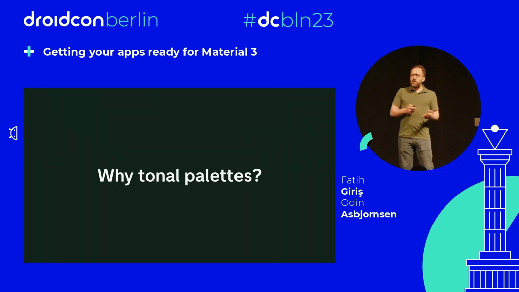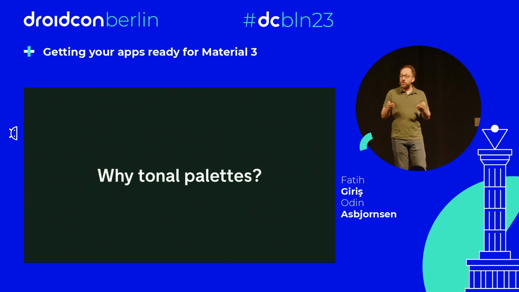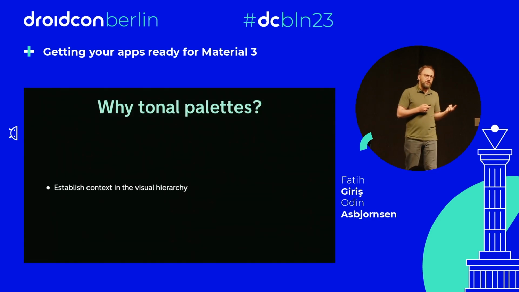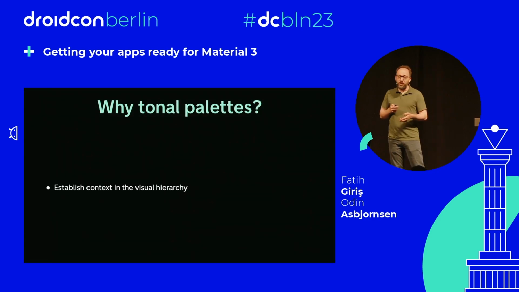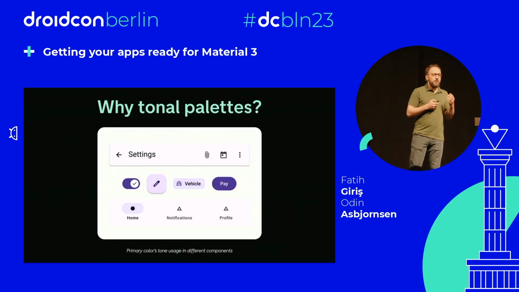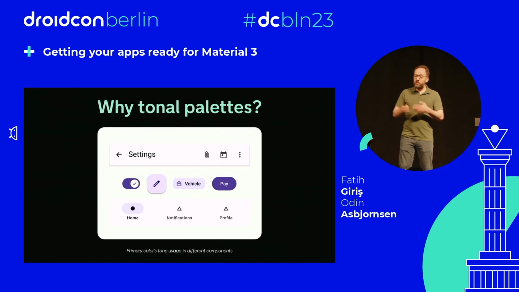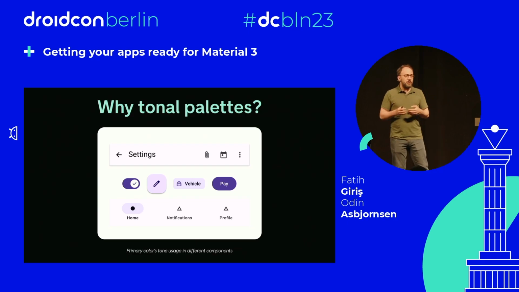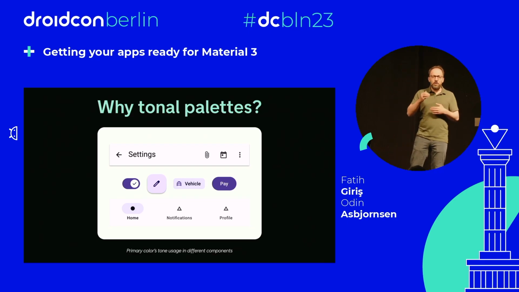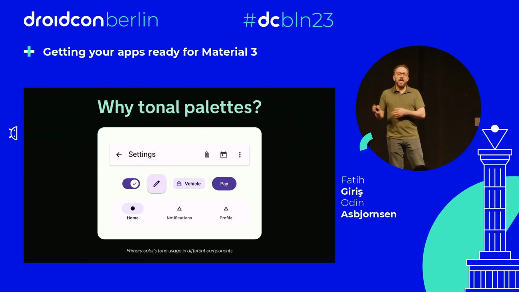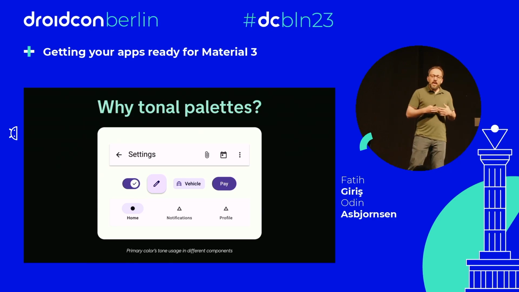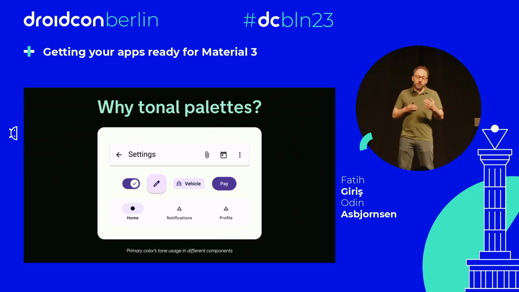But then why tonal palettes? Why do we need to have these 13 tones and use these 13 tones in our apps? There are 3 reasons. The first reason is to establish a context in visual hierarchy. If you have some of the components like this, like toolbar, button, switch, etc., now you can actually relate each component with each other, right? Because they're using some tone of the primary color, and it creates a connection between the components.